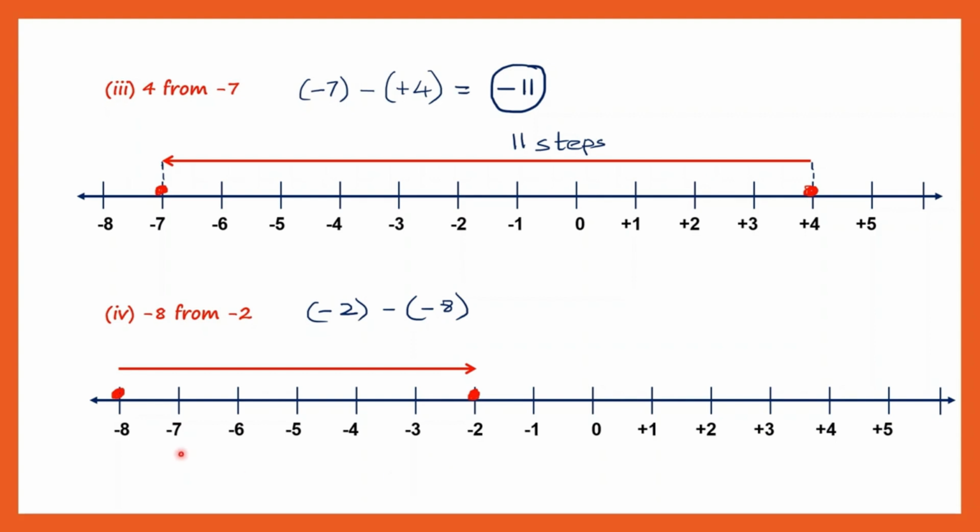Now let's see how many steps we took to move. 1, 2, 3, 4, 5, 6. We took 6 steps to move to the right here. So 6 steps to move to the right, and since we have moved to the right, our sign will be plus and the number is 6. So what is our final answer? The final answer here is plus 6. So 6 steps to the right, so our answer is plus 6.